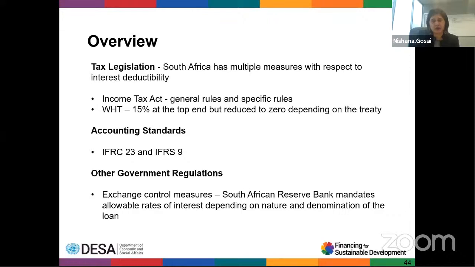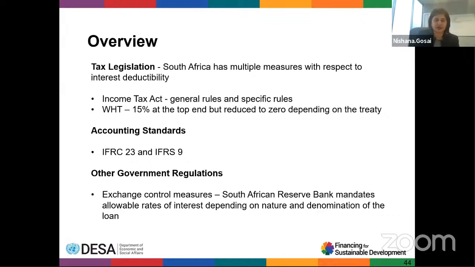Just following up on Marcos's presentation and the points made by Richard. From a South African view, I've always been amazed that one line item of deduction can cause so much tension, and that's interest.